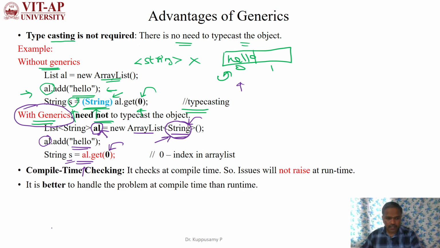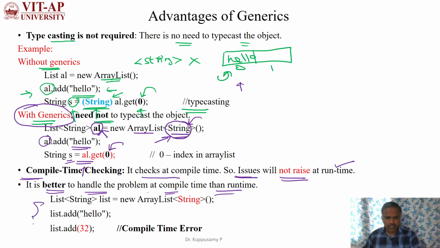Another thing is that generics check the code during compilation time. So whatever bugs or errors arise will be raised during the compilation time itself. It will not raise the bugs during runtime. Why do we use this compile time checking? Because checking the errors during compilation increases the performance of our program compared to checking during runtime. So it is better to handle the problem during compilation time than runtime.